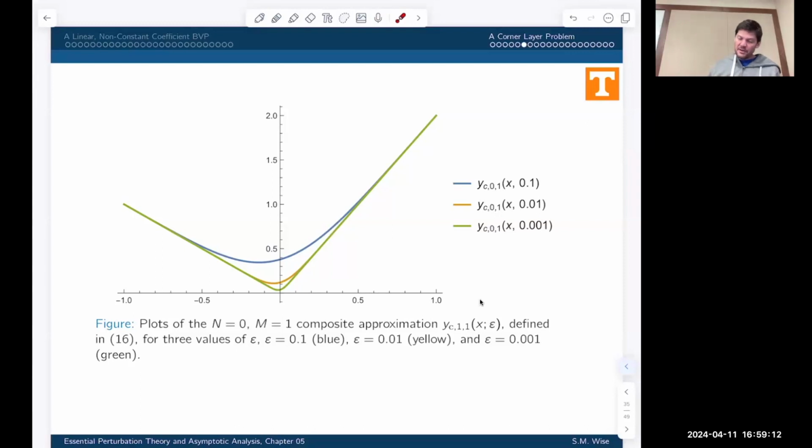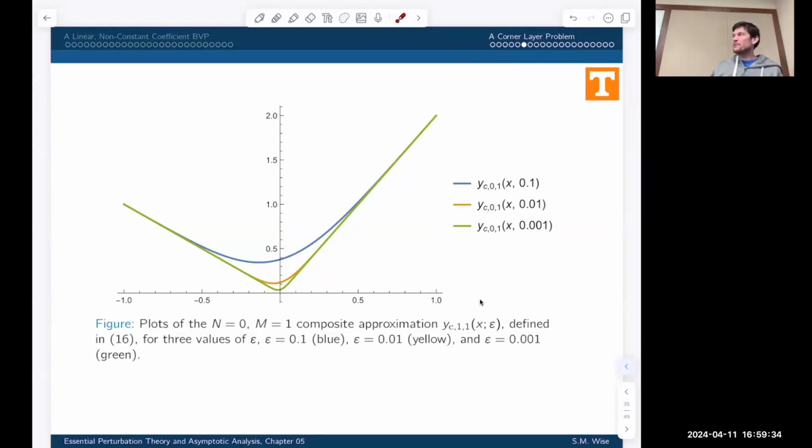Now what I'm showing here are composite solutions for different values of epsilon. So these are only approximate solutions. I didn't plot the true solution, but you ultimately can. You can force Mathematica to do that. I thought that I did, but I must have got tired one night and didn't do it.